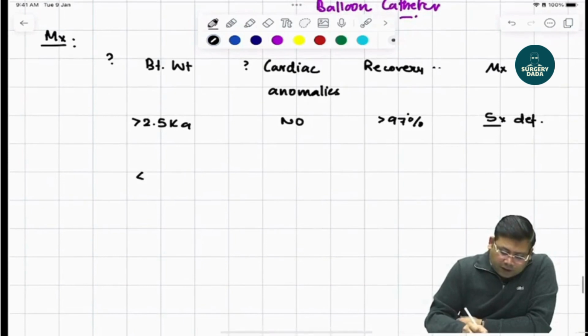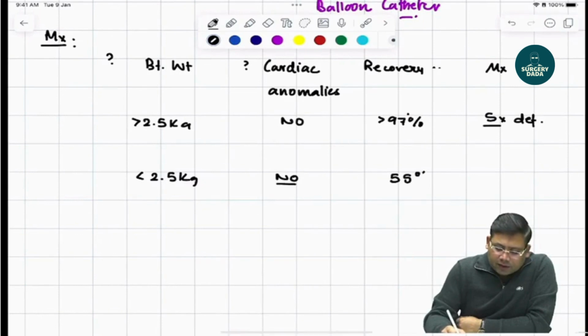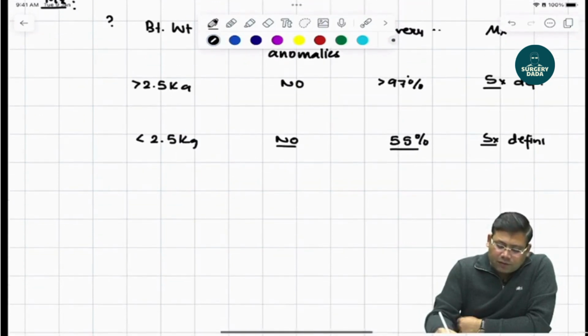If the birth weight is less than 2.5 kg and no cardiac anomalies are there, still 55% recovery is there. So recovery chances are there. So you will go for surgery, definite surgery. This is what is very important.